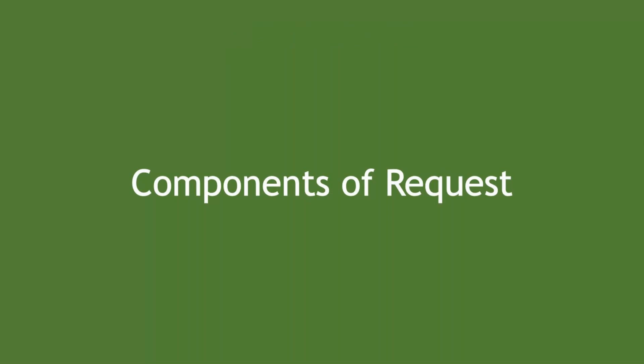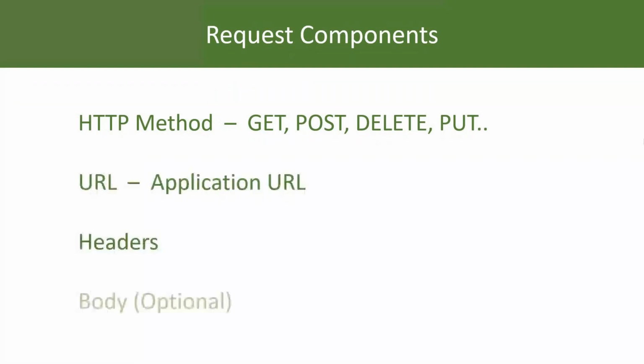Since it's all about the request and response, let's look at the components of a request and of a response. The request has four components: HTTP method, application URL, headers, and body. The first three are mandatory. Without the HTTP method, URL, and headers, the request is incomplete. The body is optional. Usually parameters get passed along with the body.